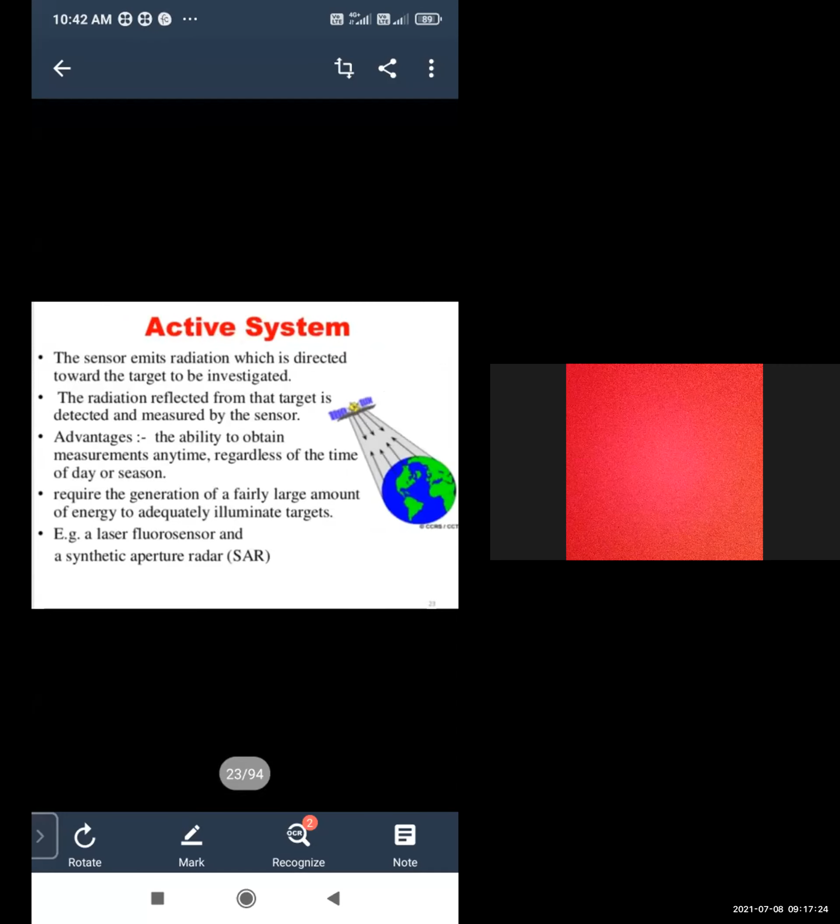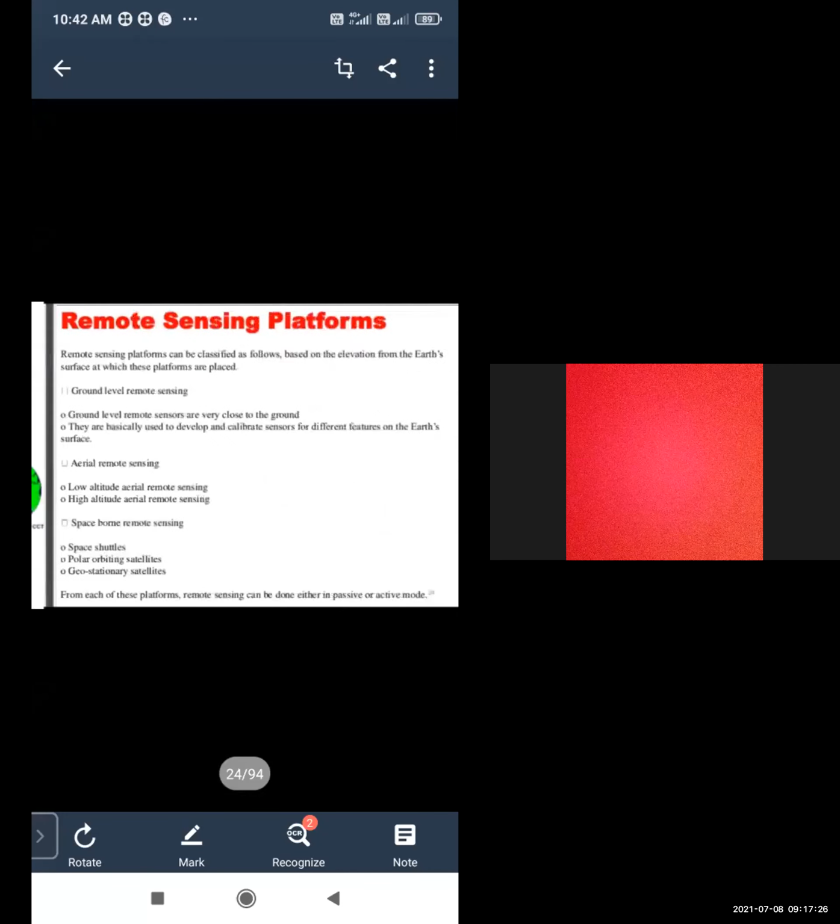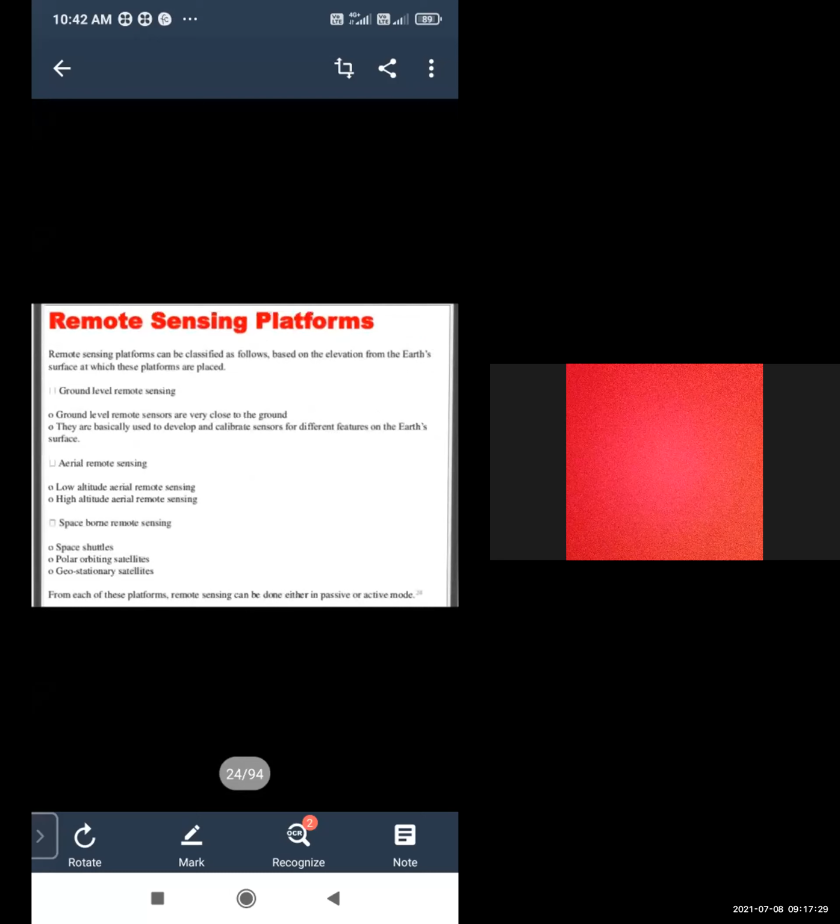So the sensor emits radiation. Remote sensing platform: now we have to know about platform. Which type of platform is used for remote sensing? First is the ground level remote sensing, that means ground level platform. In ground level platform, remote sensors are very close to the ground, and they are basically used to develop and calibrate sensors for different features on the earth surface.